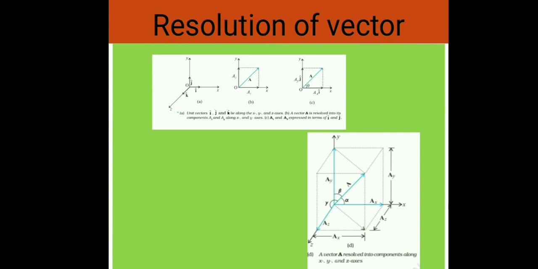Resolution of vectors. It is a process of splitting a single vector into two or more vectors in different directions, which together produce the same effect as is produced by the single vector alone. The vectors into which the given single vector is split are called components of the vector. In fact, the resolution of a vector is just opposite to the composition of vectors.